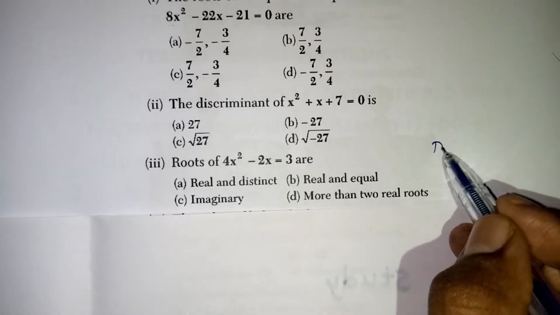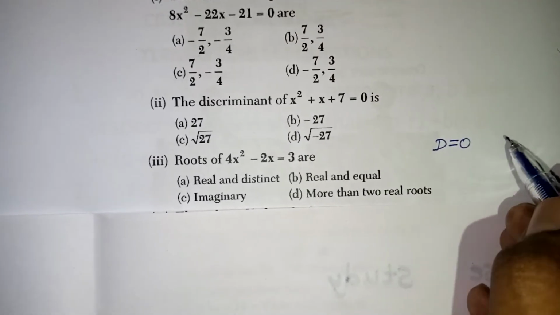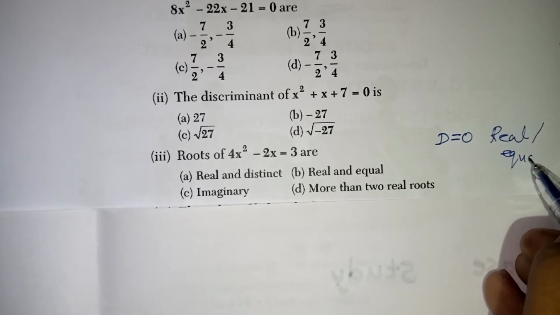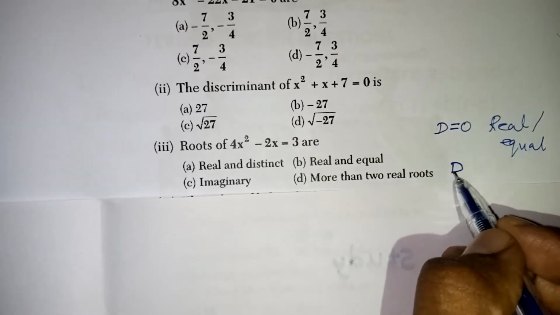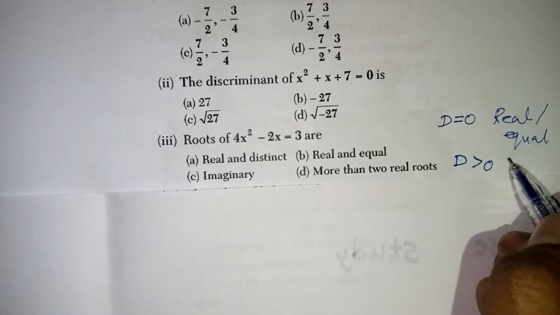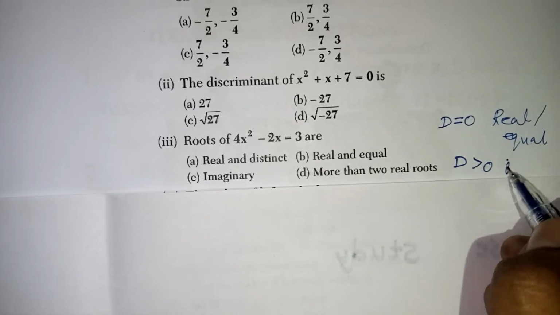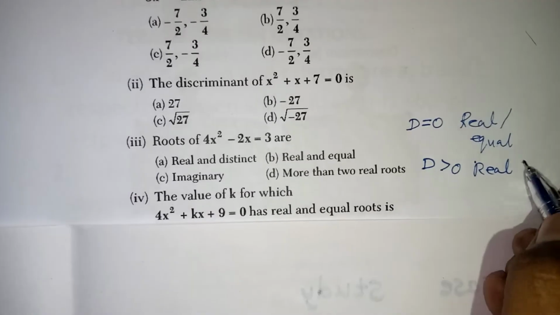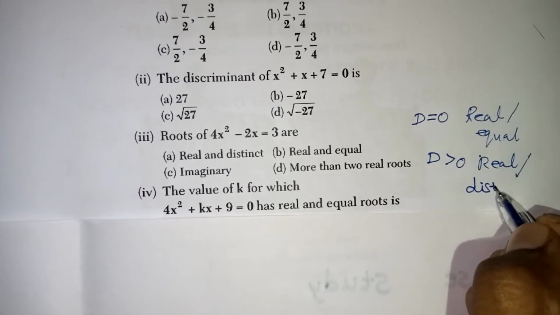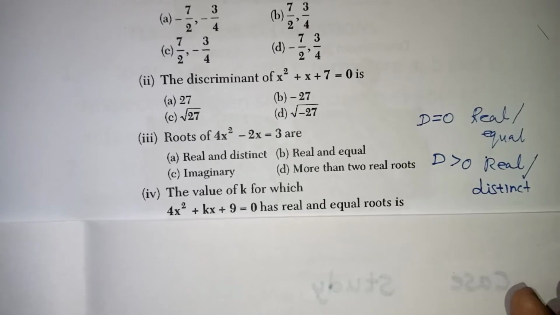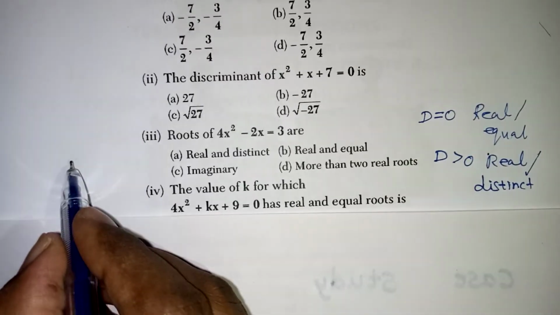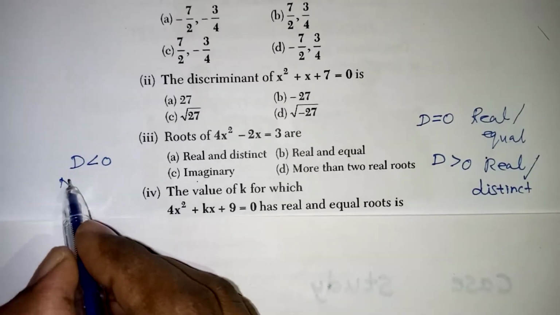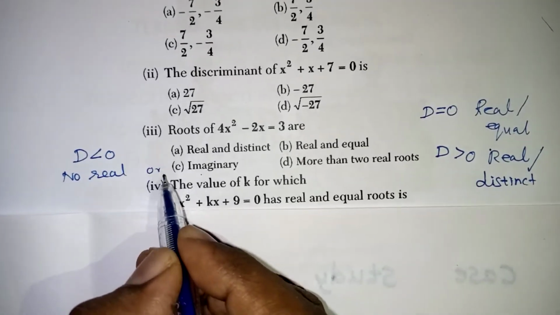With the use of the discriminant, we can find out what type of roots these are. If we are getting the discriminant equal to 0, we can say that the roots are real and equal. Whenever our discriminant is greater than 0, we can say that roots are real and distinct. That means it will give you 2 different roots. Whenever our d value is less than 0, that is a negative number, it is considered as no real root, or imaginary root, we should write.